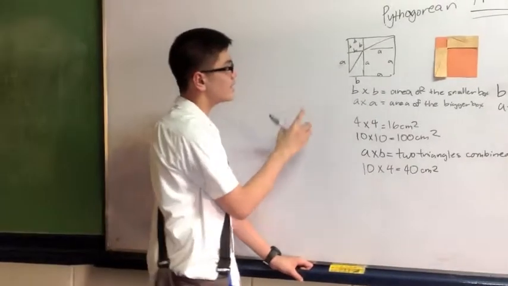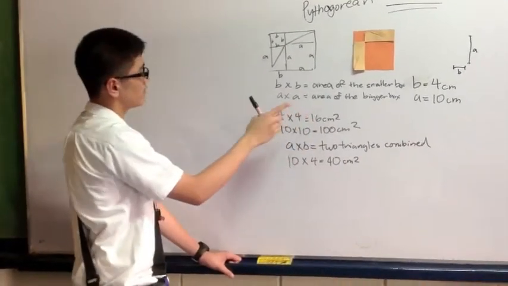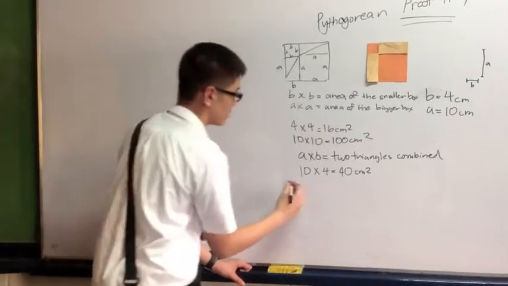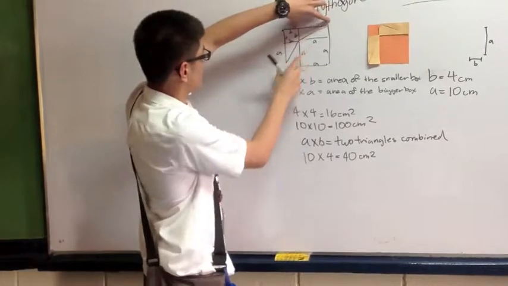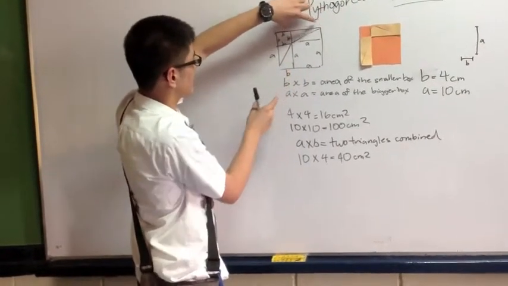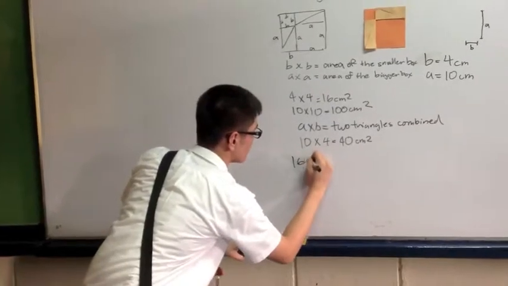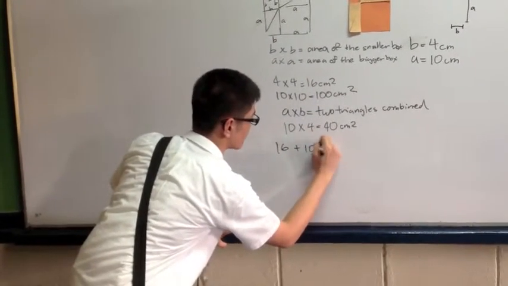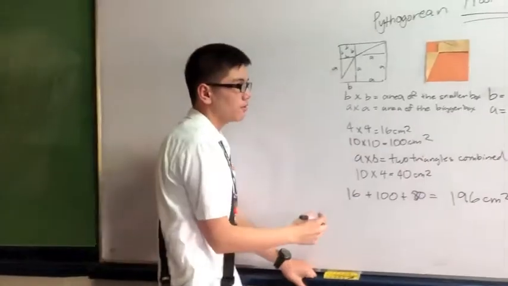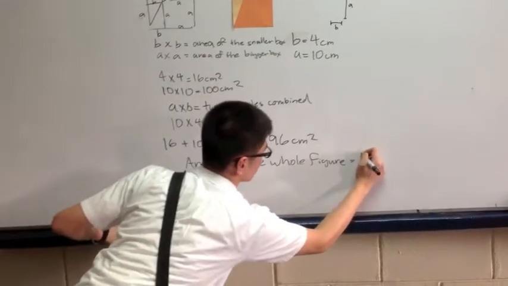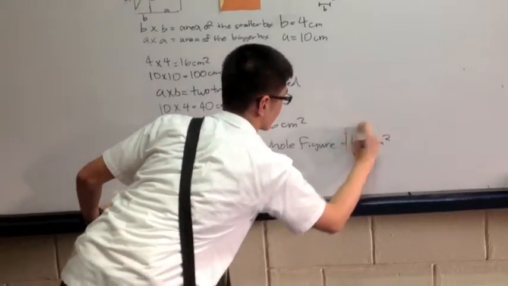Now, to find the area of the whole figure, we add all the areas. Considering that these combined triangles are 2 sets, it is 16 plus 100 plus 80. So the area of the whole figure is equal to 196 centimeters squared.